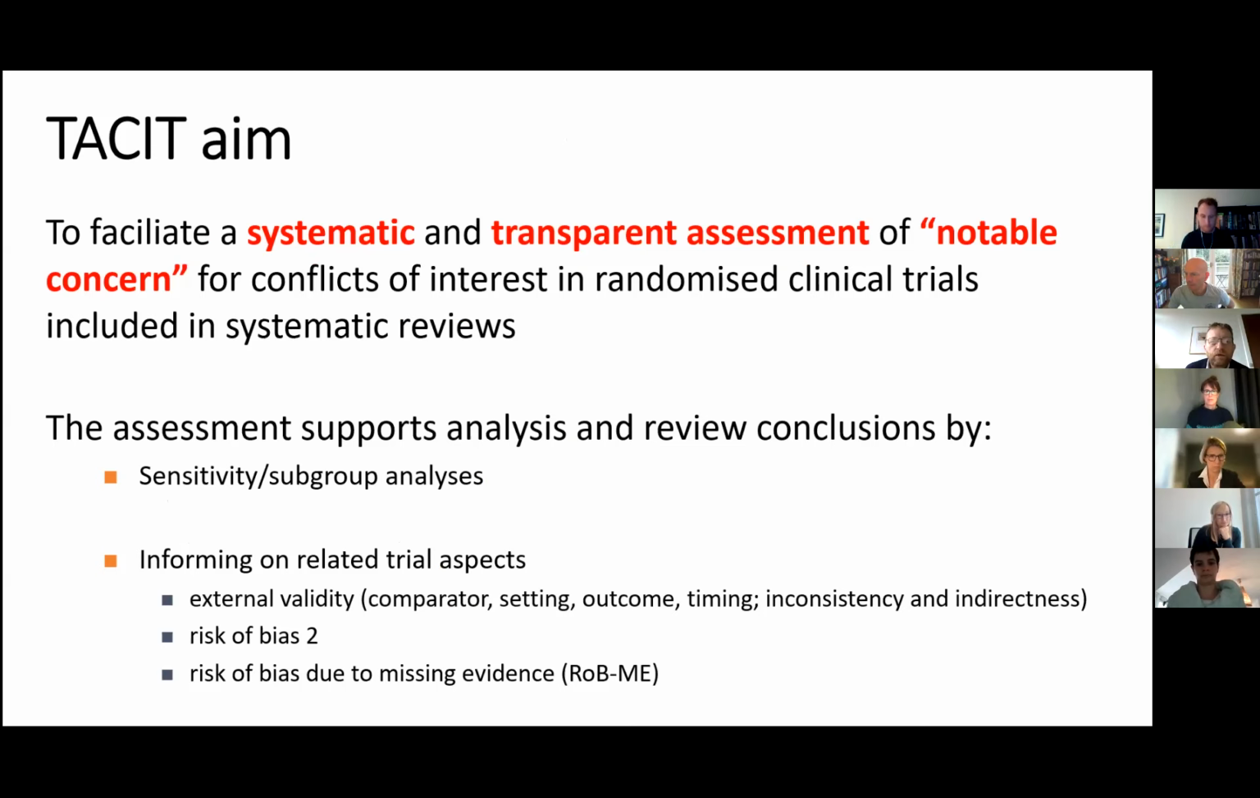The aim of the tool is to facilitate a systematic and transparent assessment of notable concern for conflicts of interest in randomized clinical trials. So basically, it's focusing on how to handle information on conflicts of interest, or missing information on conflicts of interest, in trials that are assessed in the framework of a systematic review. And the main aim here is to provide information that supports analysis and review conclusions by sensitivity and subgroup analysis based on notable concern, and to provide information relevant to external validity, risk of bias assessed in the Risk of Bias 2 tool, and risk of bias due to missing evidence, ROB-ME.